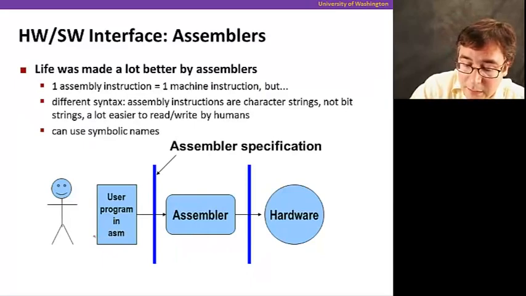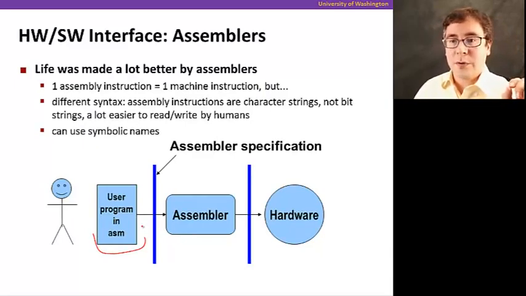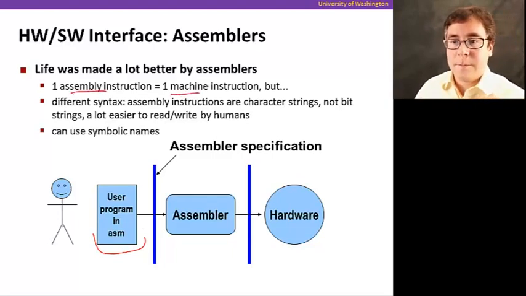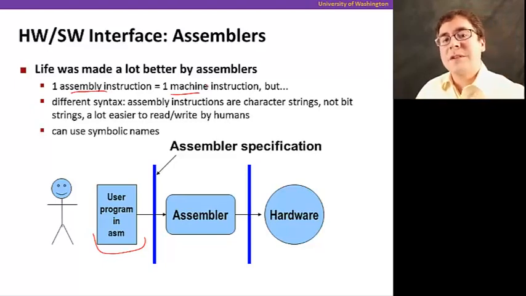So the assembly language was invented. The assembly language, as I said before, is a very simple computer programming language that's pretty close to what the hardware can do in terms of its primitives. And one assembly instruction translates to one machine instruction. But the big difference is that the assembly language is much easier for humans to read, because first of all, they have character strings as opposed to just bits. So humans can understand it much more easily, and it's much easier to read and write.